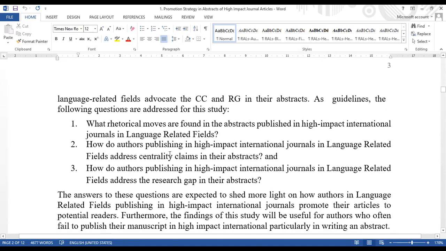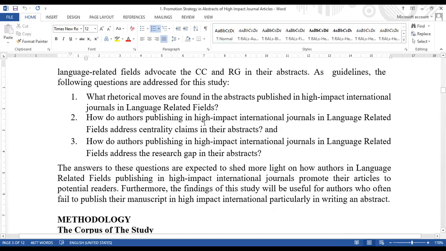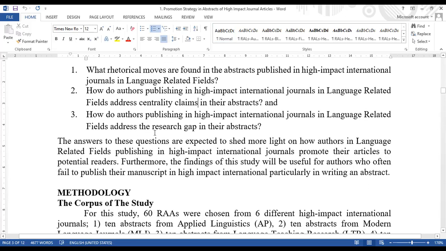And the research questions are these. What rhetorical moves are found in the abstract? Instrument number 1. How do authors publishing in high impact journals in language related fields address centrality claim? Instrument number 2. And how do authors publishing in high impact international journals address the research gap in their abstract? This is instrument number 3. In case I don't find this one and number 2, I will drop this and have only 2 questions. Number 1 is rhetorical moves. Number 3 and number 2 is the research gap strategy.